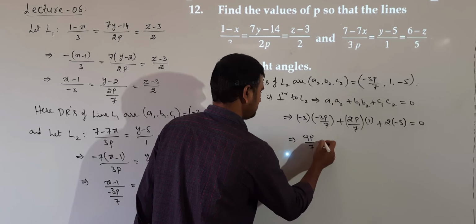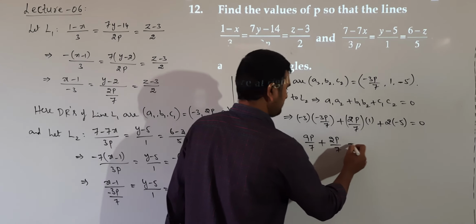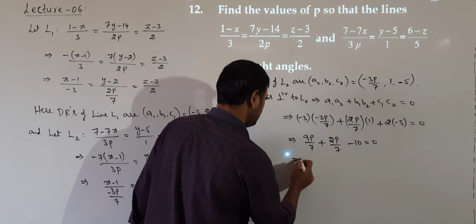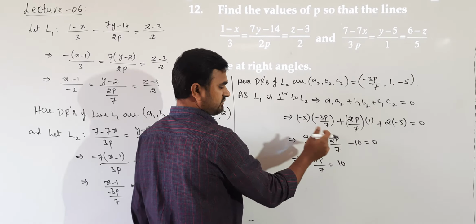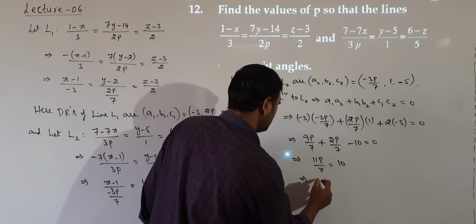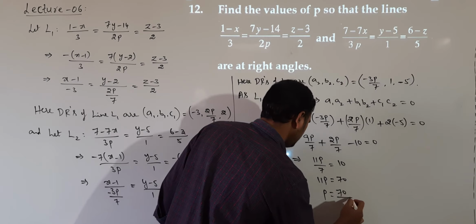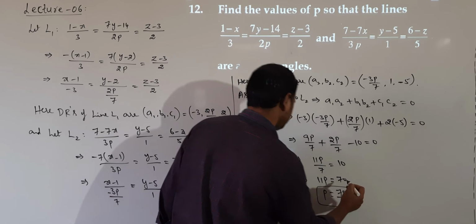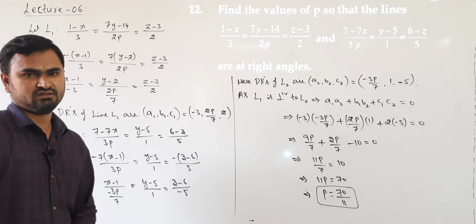So it will be 9p by 7 plus 2p by 7 minus 10 is equal to 0. So 11p by 7 is equal to 10. The LCM is the same, 7. So 11p is equal to 70, so p is 70 by 11. The required value of p is 70 by 11.